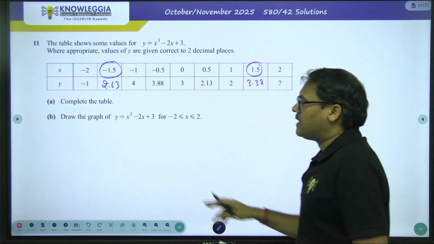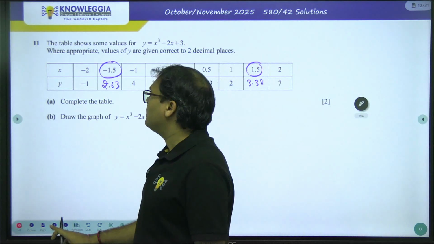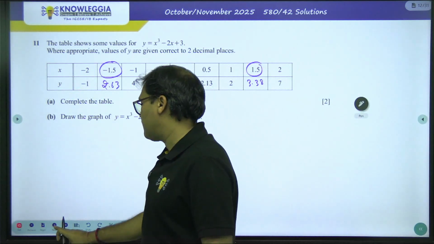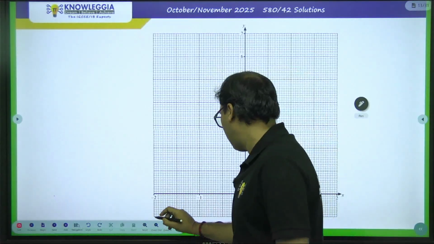Okay. Now the second part is draw the graph. We'll draw the graph between -2 and 2. So at -2, this value is -1.